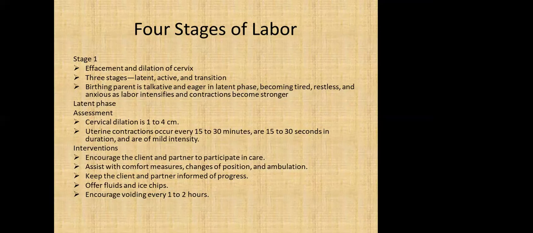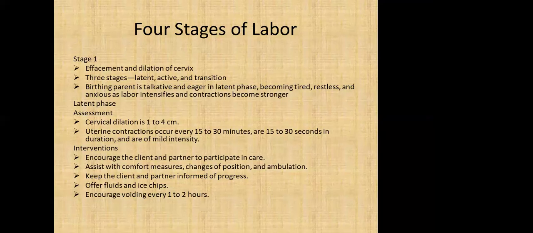We look at stage one and the phases. So when you take stage one, we have three phases. We have latent, we have active, we have transition. And so what happens at each of the various phases, that is where contractions and then dilation actually happens. And that is where they like asking the questions.